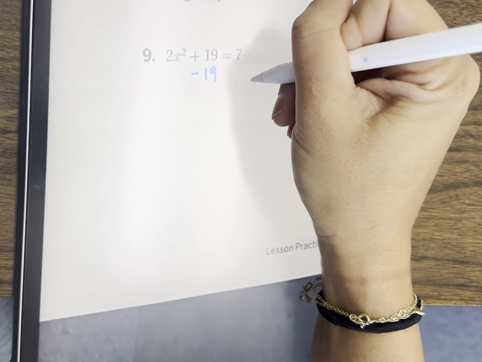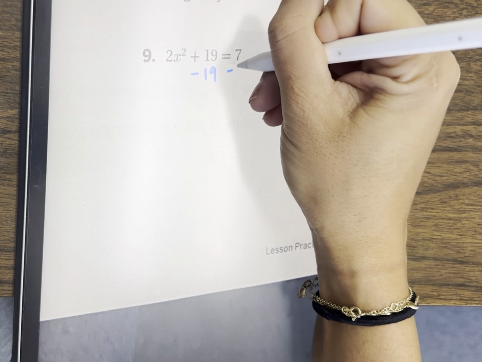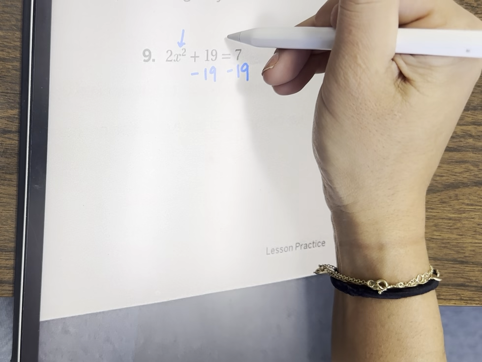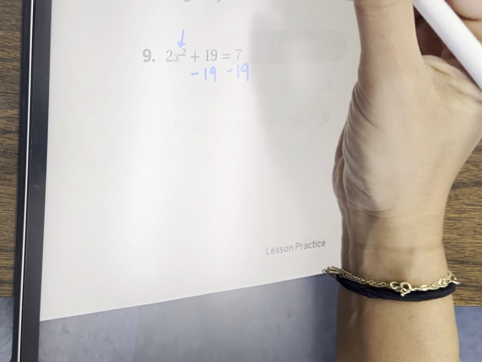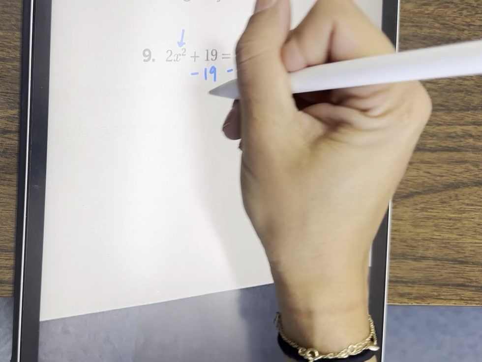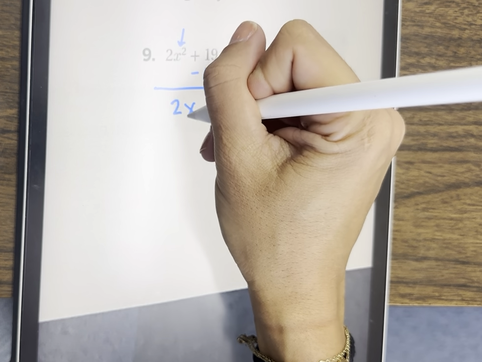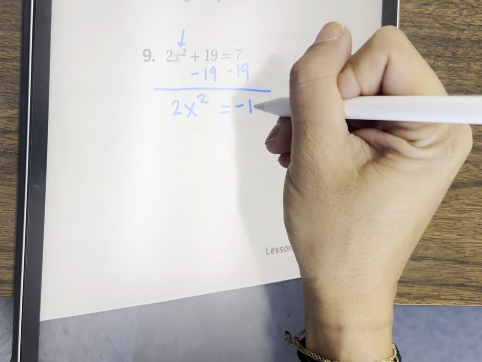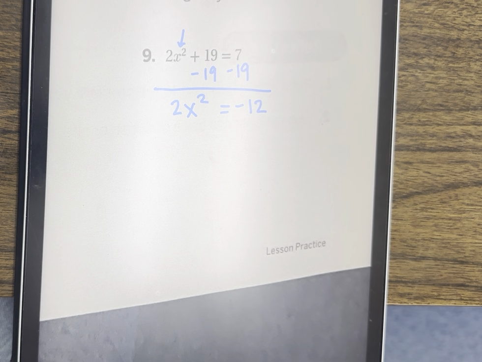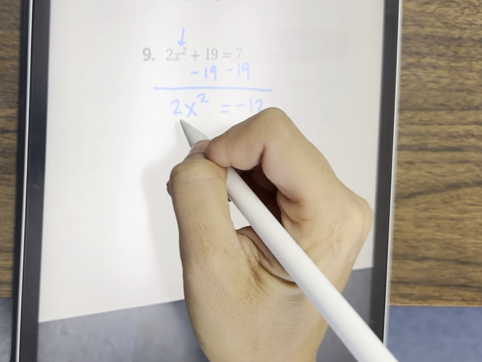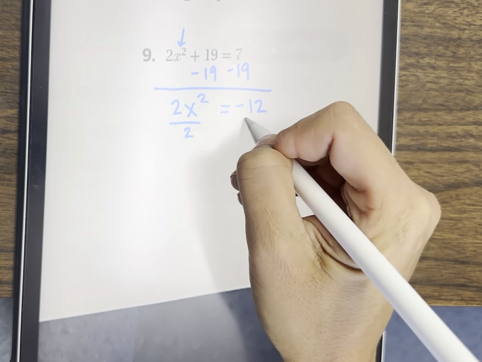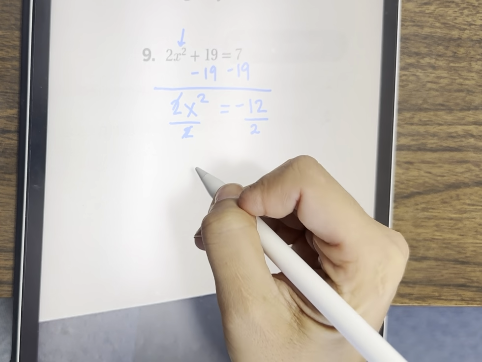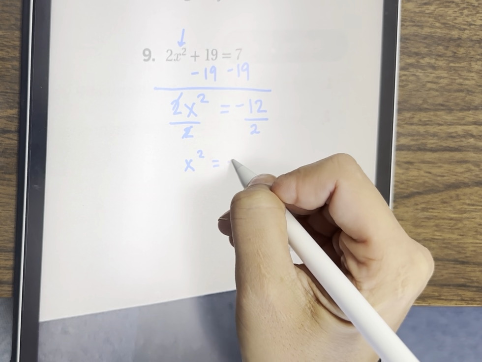Subtract the 19, step 1 of this guy. Remember, we need to get to x by first eliminating everybody on the outsides, the furthest out, all right? Furthest out, that 19. 2x squared equals 7 minus 19, negative 12. Okay, then we divide both sides by 2, and this cancels, and I have x squared equals negative 6.